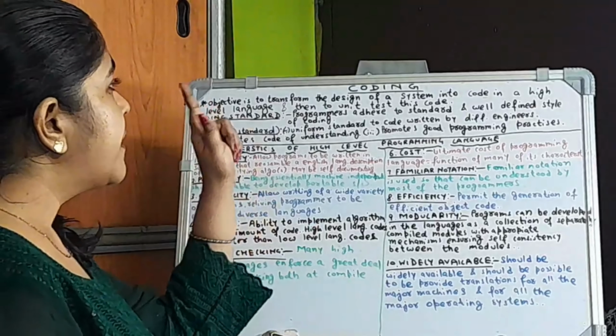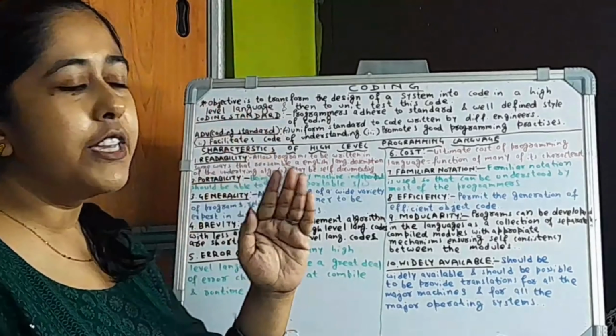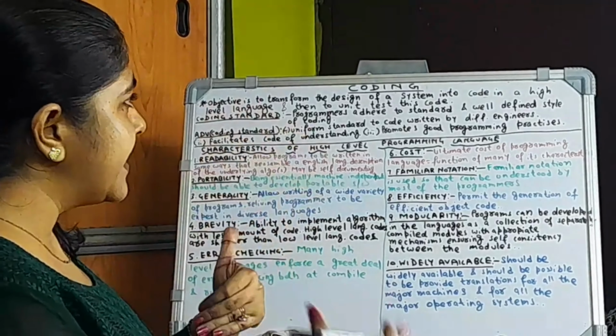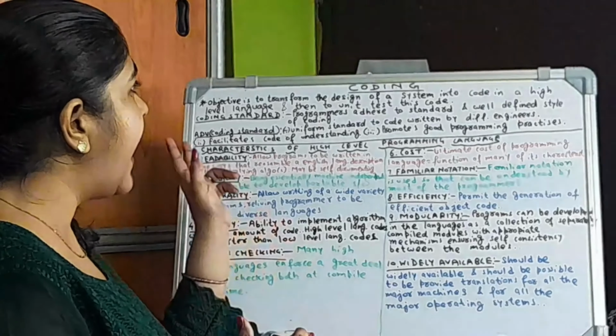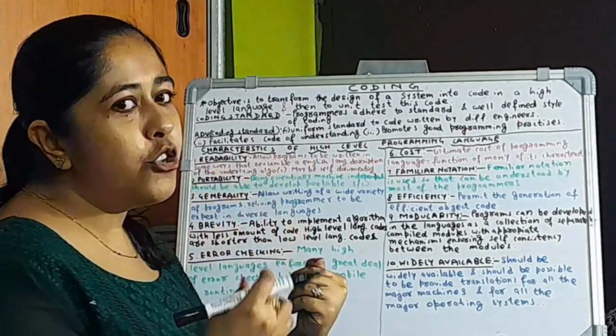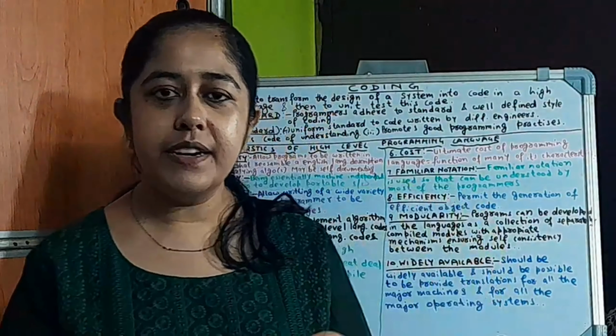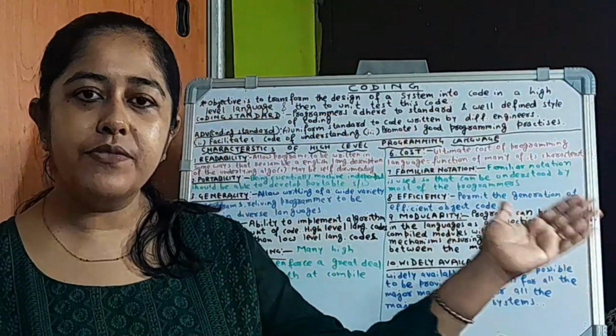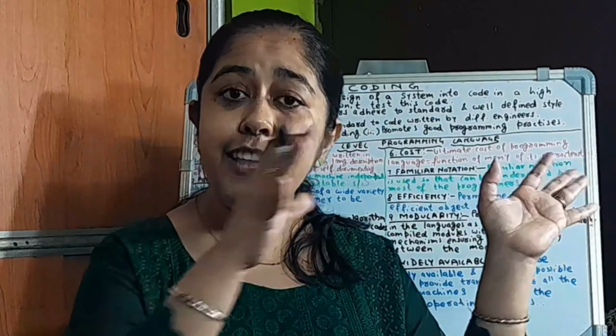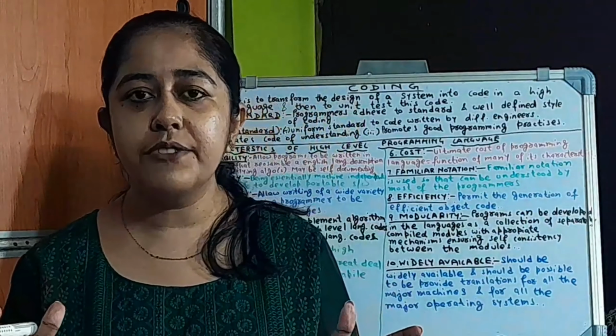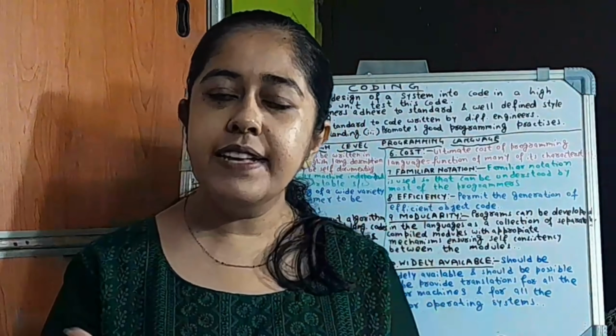What is coding? The main objective of our coding phase is to transform the design of a system into code in a high level language and then to unit test the code. That is the point where we are now, in our coding phase. Before that we were in our designing phase, in which we designed our whole system.